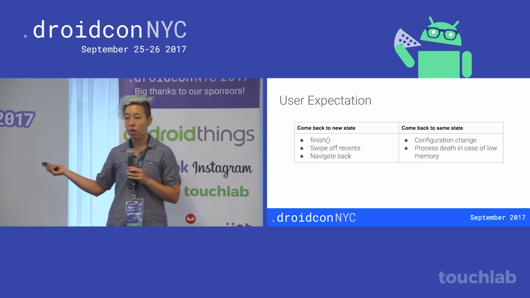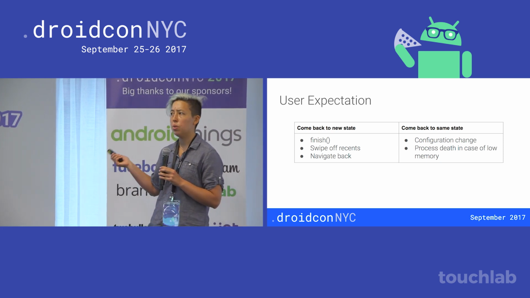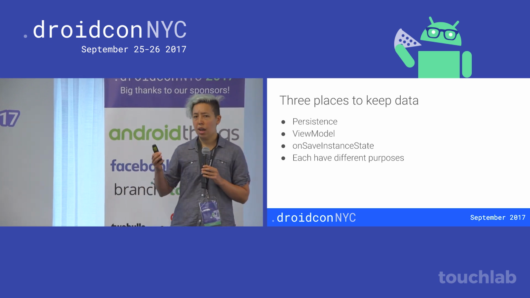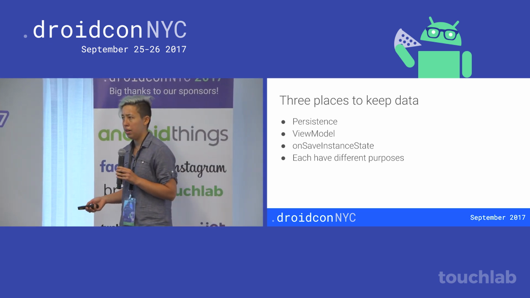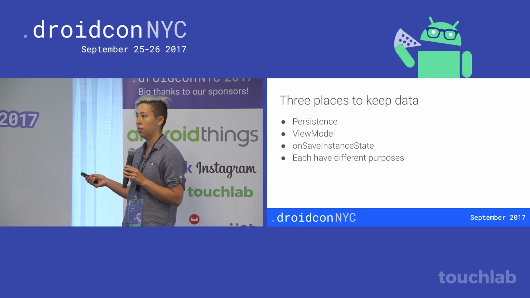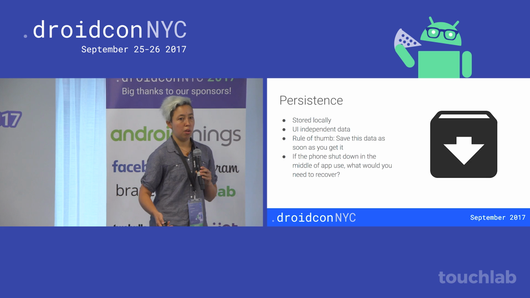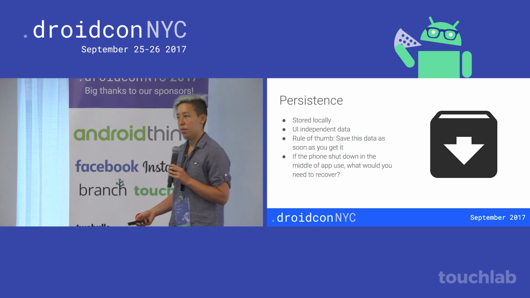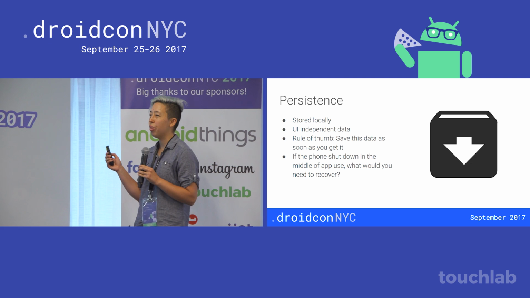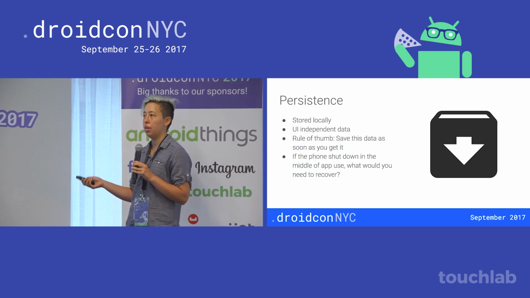Luckily, as we talked about with ViewModel before, that deals with the configuration change situation. So what do we do in the process death situation? Okay, there are 3 different places that you can keep UI data: persistence, the ViewModel, and onSaveInstanceState. For persistence, we could be thinking about our local databases, maybe SQLite. Generally, the data that we're keeping in there is UI independent, and we should be saving everything at the point at which we get it.